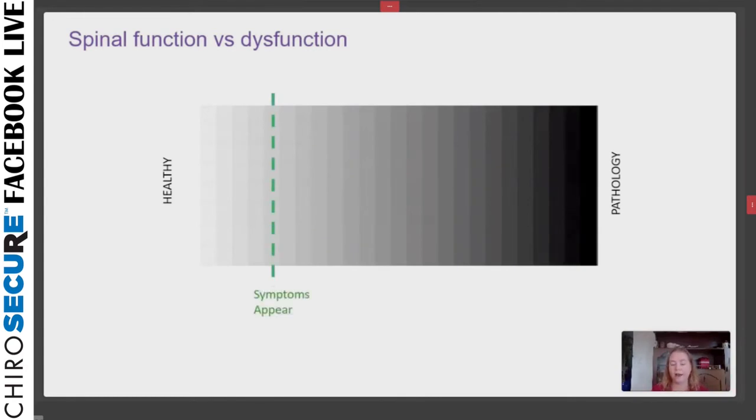So somewhere along that line, you get to that green line, and this is where symptoms start to occur. So there's things that can dysfunction before you get symptoms. And I'm going to show you some examples of this.